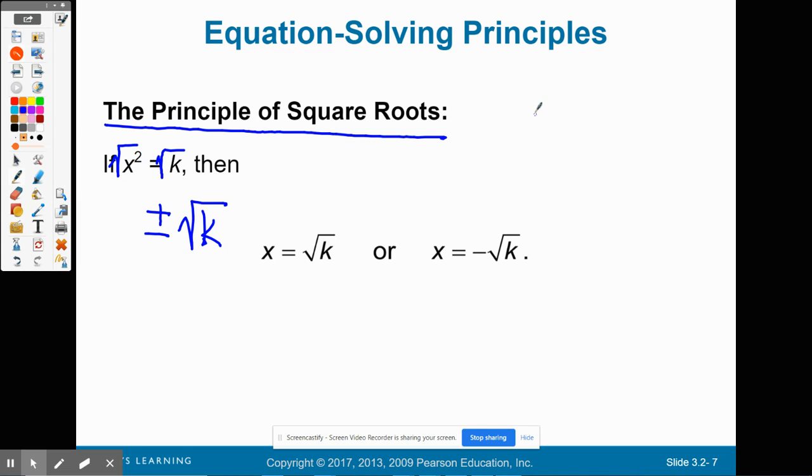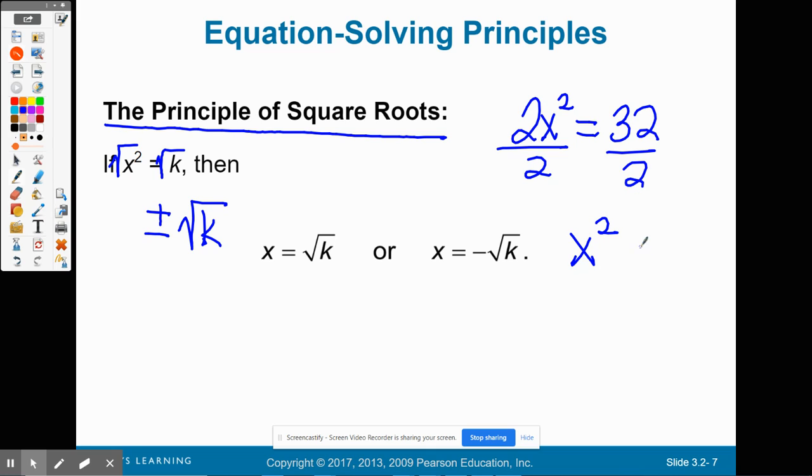If you have an equation that said 2x squared equals 32, and I told you to solve it, you can try to get x by itself here. You would divide both sides by 2. You would get x squared equals 16, and you would take the square root of both sides. But you're looking for two answers because of the square. The square root of 16 is 4, but you have to consider the negative 4, so it's plus or minus 4.